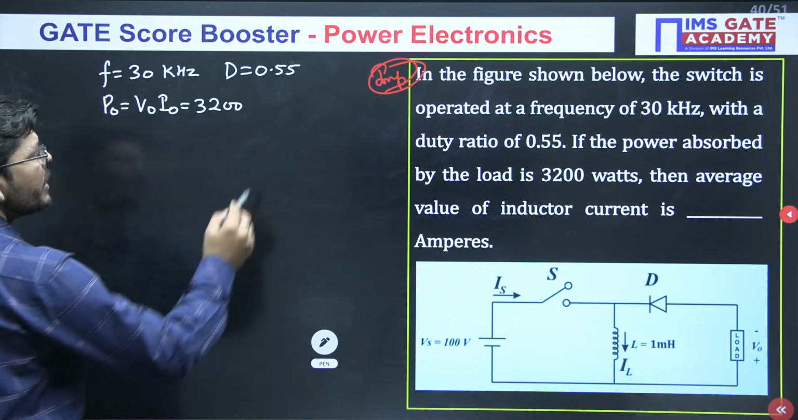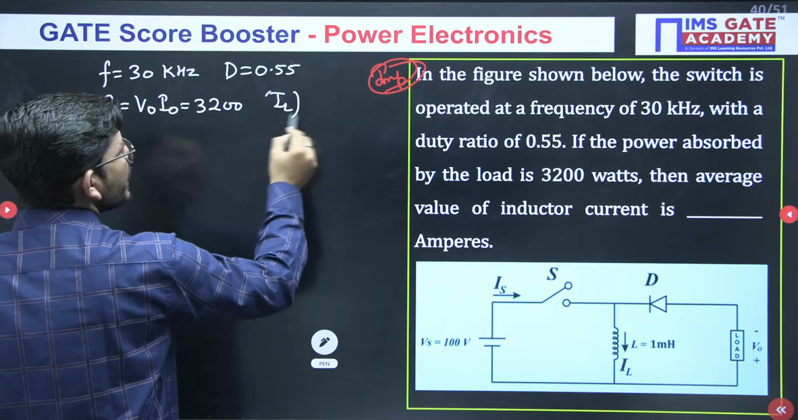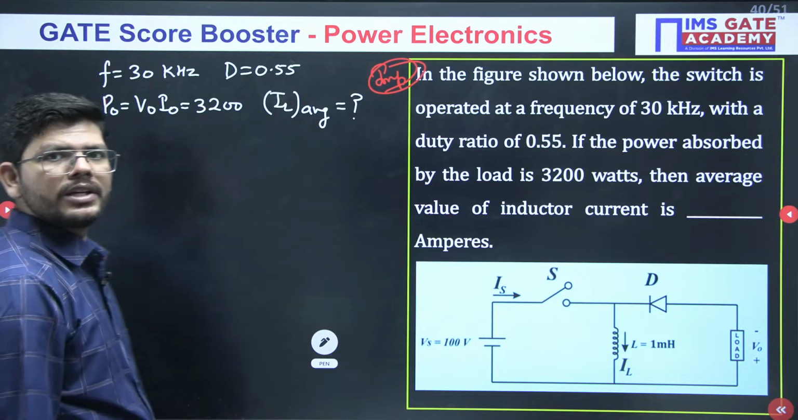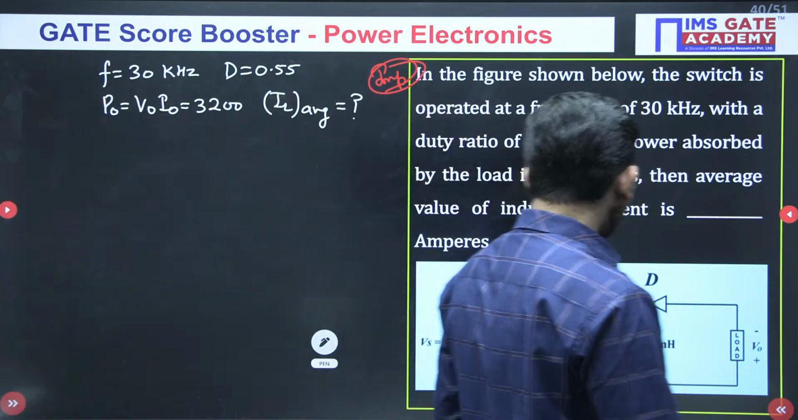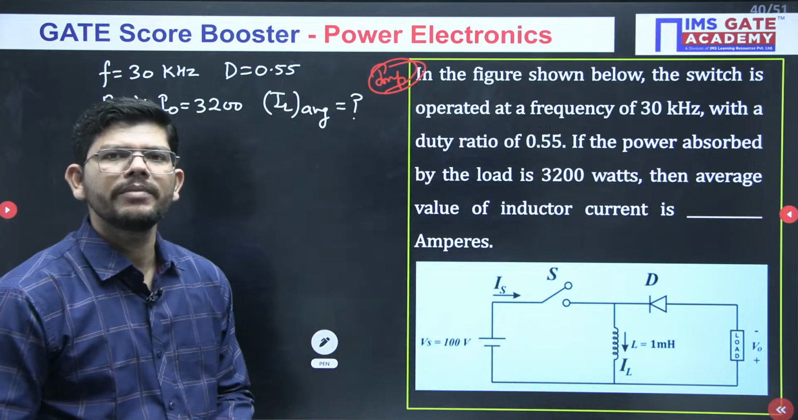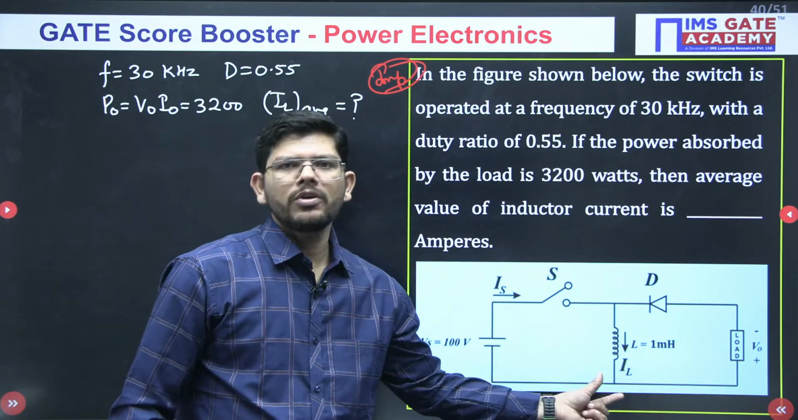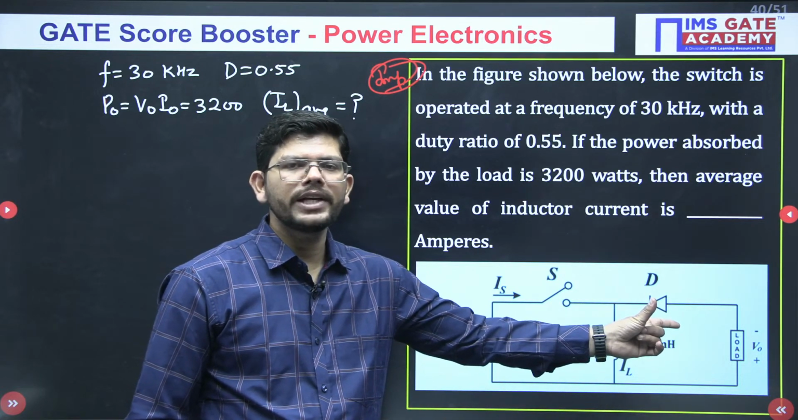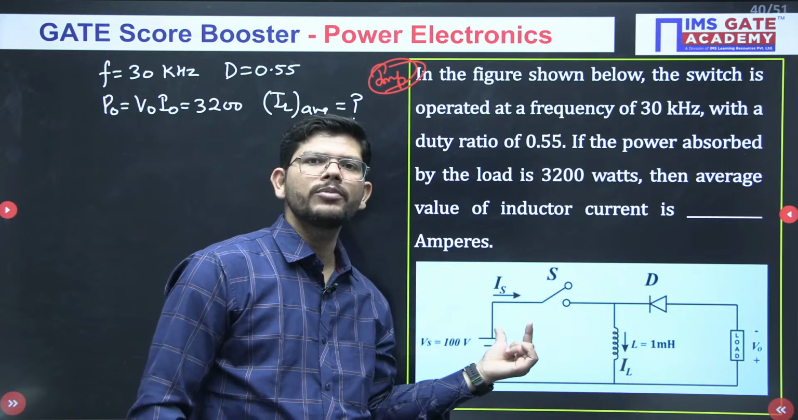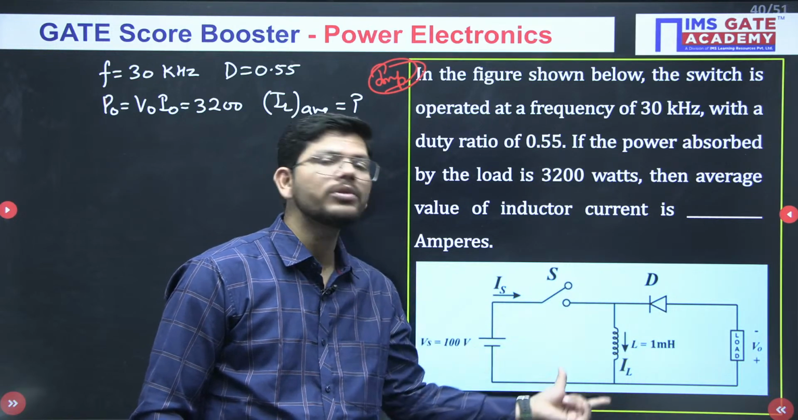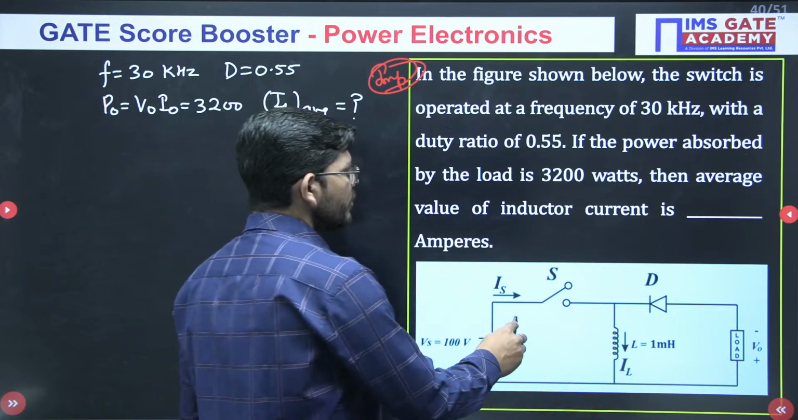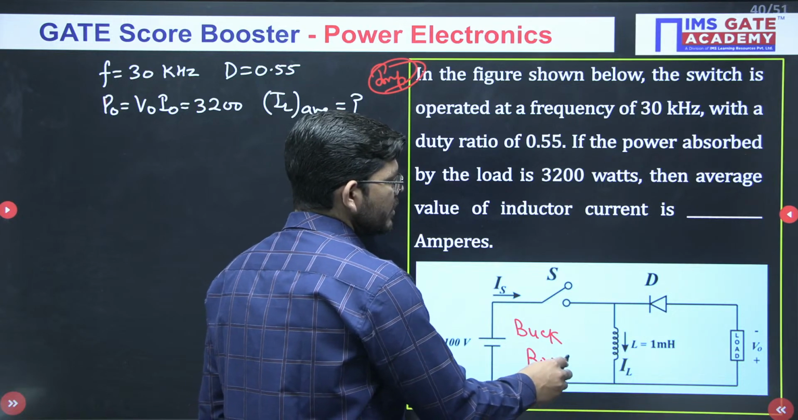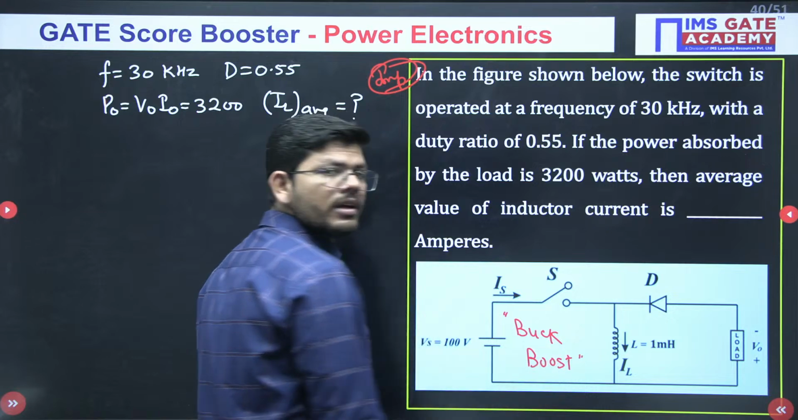Then you have to find what will be the average inductor current here. What type of converter are we having? Can you tell me? Looking at the position of the inductor, it is not present totally on the output side, so it is not a buck converter. It is not present totally on the input side, so it is not a boost converter. It is in the middle of both sides, so it will be a buck boost converter.